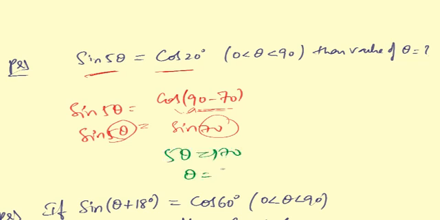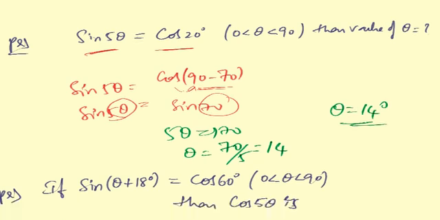So theta is nothing but 70 by 5, that is 14. So what is asked, friends? Theta is nothing but 14 degrees. So this is what is asked. That is how you need to answer the question.